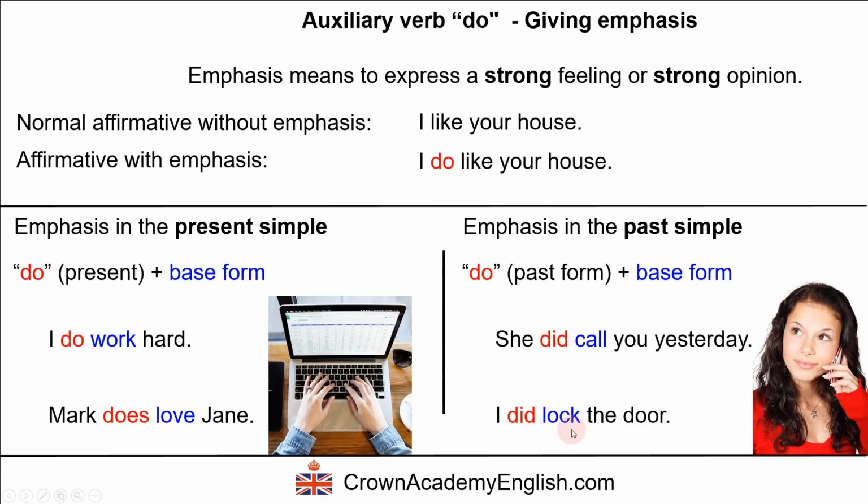I locked, L-O-C-K-E-D. I locked the door. That is grammatically correct, but we're not giving emphasis. We're not really, really enthusiastically saying what we want to say. So if we really want to give emphasis, we add the auxiliary verb do. I did lock the door. It's not true what you're saying. Okay?